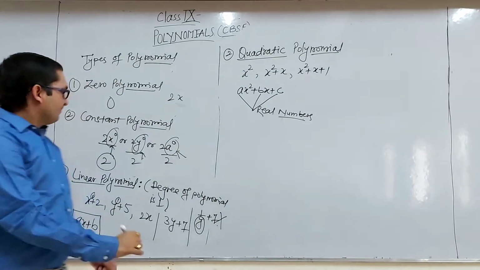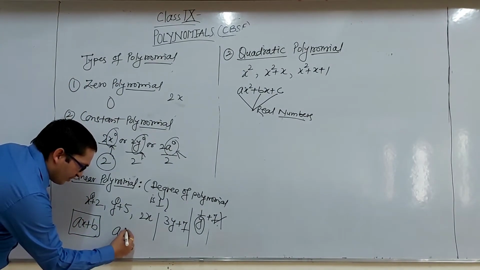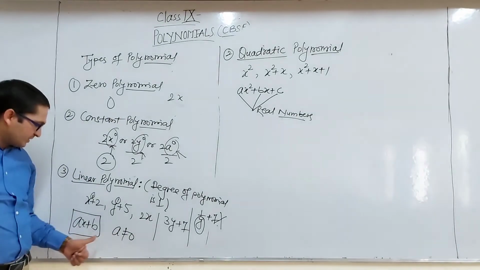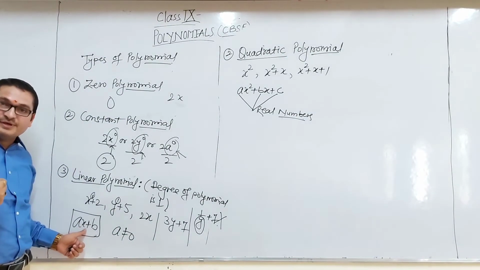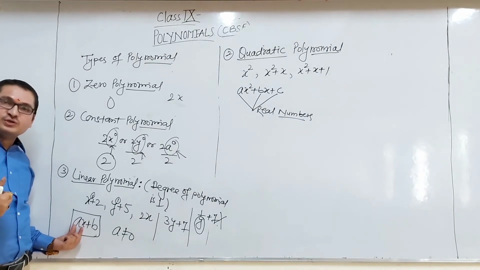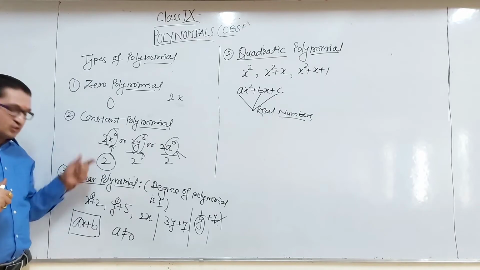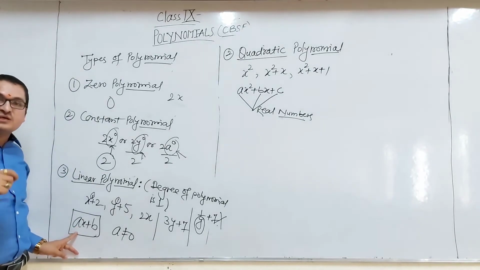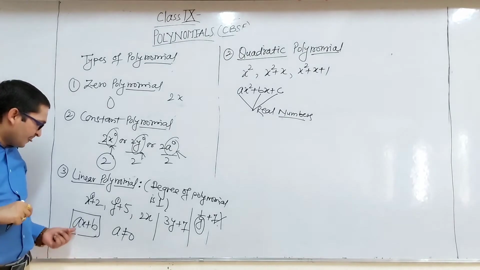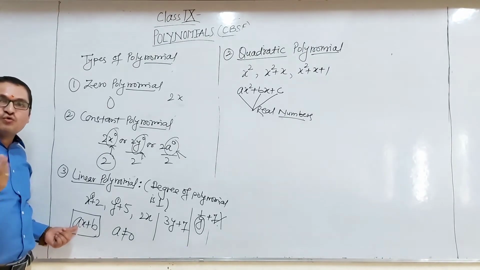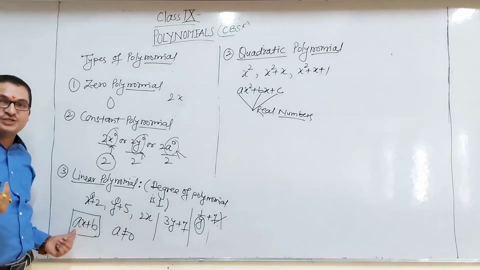One more thing, in a linear polynomial, a should not be equal to 0. a is the coefficient of x. If the coefficient of x is 0, this term will be 0, so it will be converted into a constant polynomial. So this value should not be 0, meaning the variable x should exist there. If a is 0, then there is no variable and you will get a constant. a and b are real numbers.